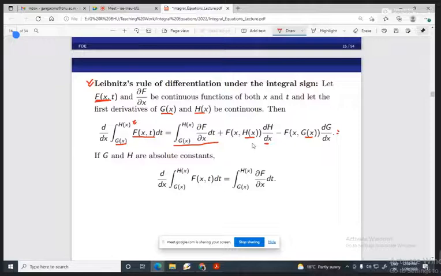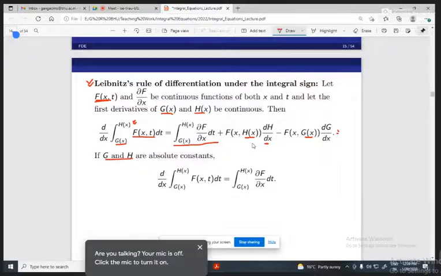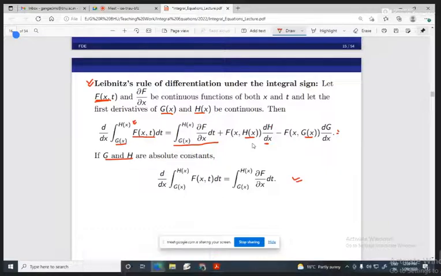If g and h are absolute constants, then the derivative of g and h will be 0. So this will be 0 and this will be 0, and we get only this expression. So this one is the Leibniz rule.